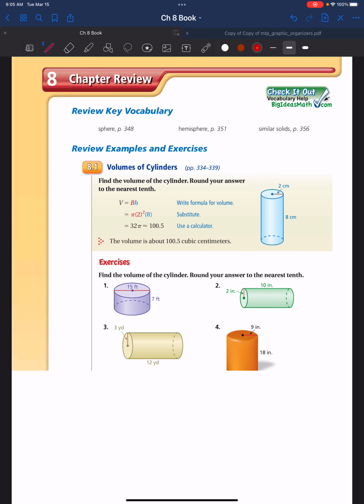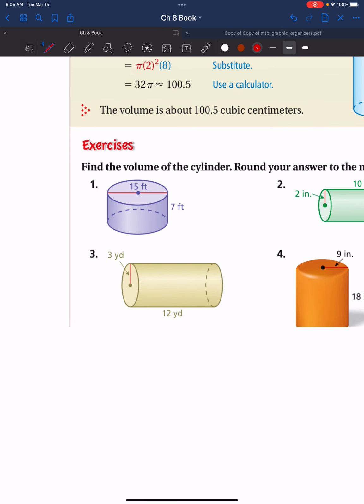All right, number 3, we're trying to find the volume. The very first thing you need to do is just write down the formula. Volume equals big B times H. Obviously if you skip it for the cylinders, it's not a big deal, it's pretty easy. But if you skip this step of writing down the formula first, you're going to get confused when you get to the more complicated stuff. Always write down the formula first.